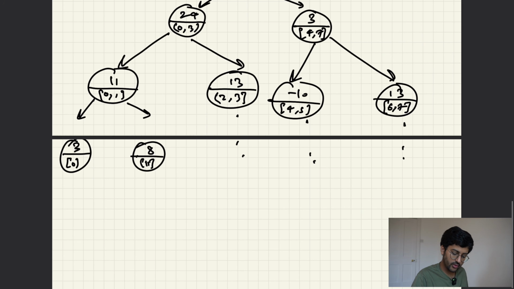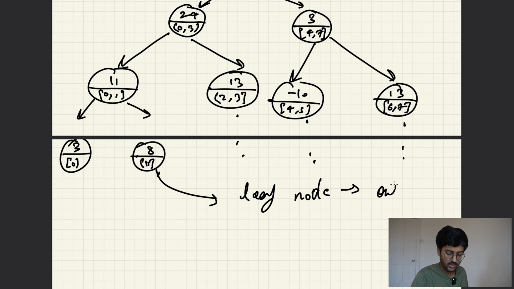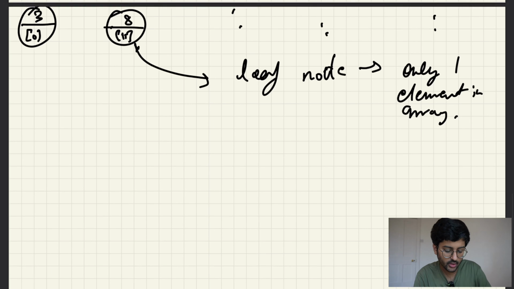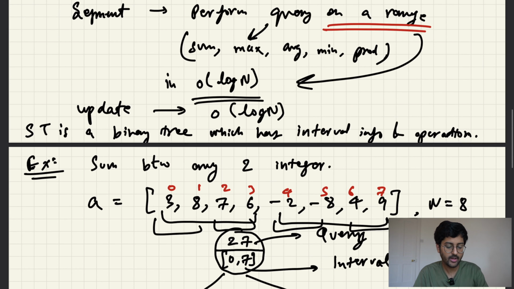Okay, so leaf node, you can say here, leaf node, you can say only one element in array, because it makes sense. You cannot divide the array more. Okay, makes sense. Cool. So you already know about the advantages. You can update and you can find the range answer in log of n. How to calculate that answer, we will tell you.